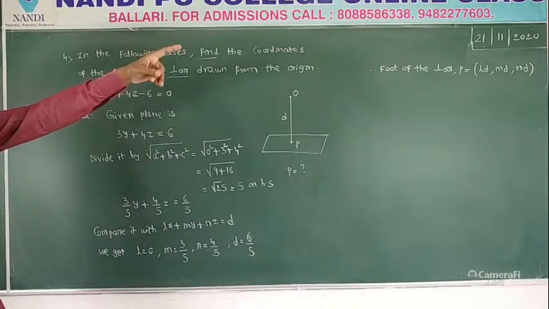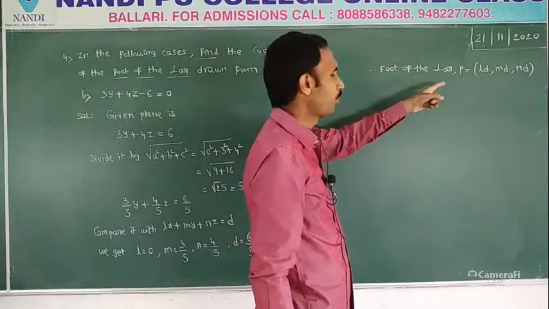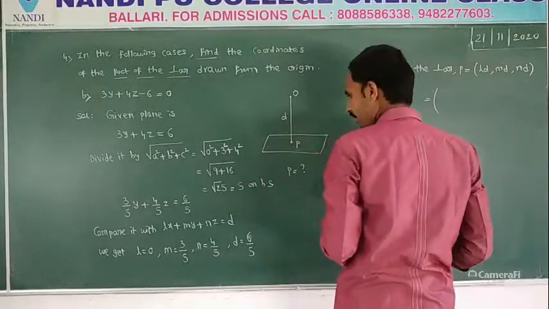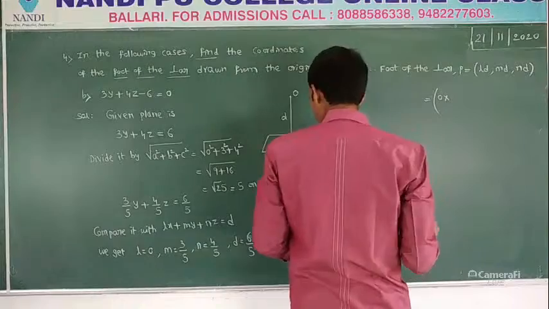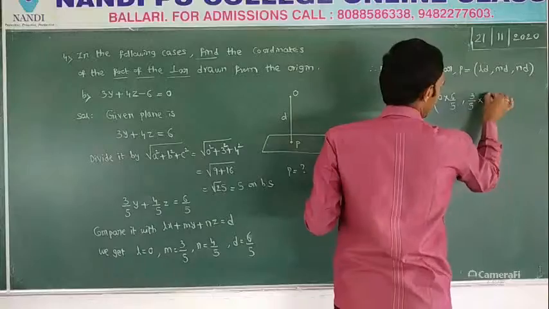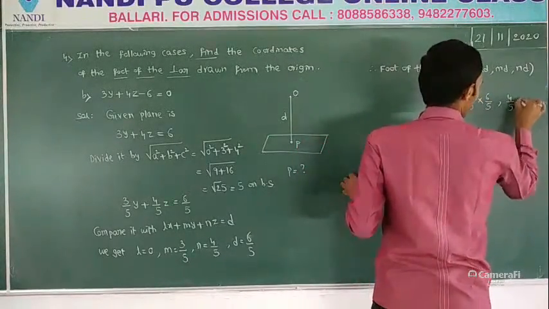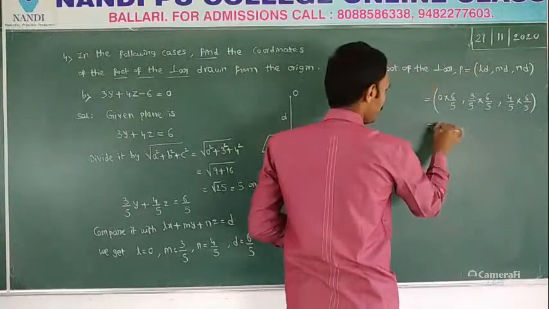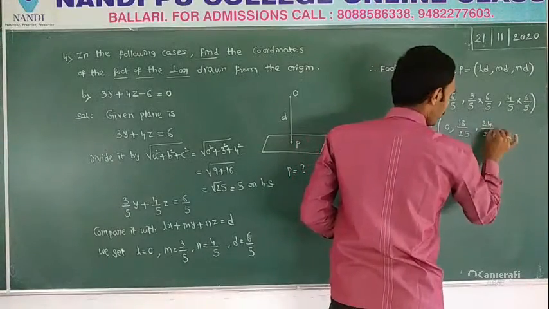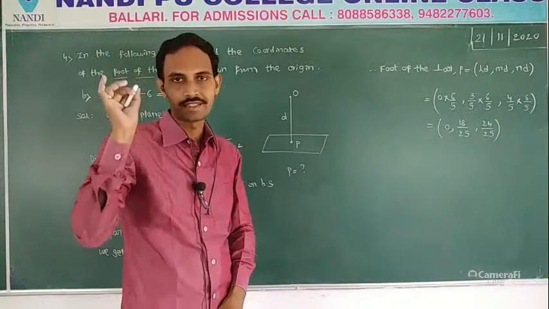Now formula foot of the perpendicular P is equal to LD, MD, ND is equal to L means 0 into D 6 by 5, M 3 by 5, D 6 by 5, comma 4 by 5 into 6 by 5. Right, 0 and anything is 0. 3 6 are 18 divided by 25. 4 6 are 24 divided by 25. Okay, that is the foot of the perpendicular coordinates.